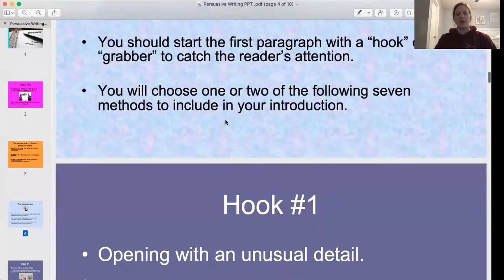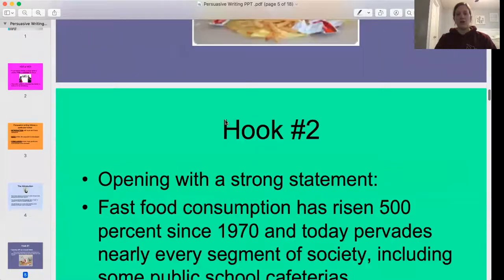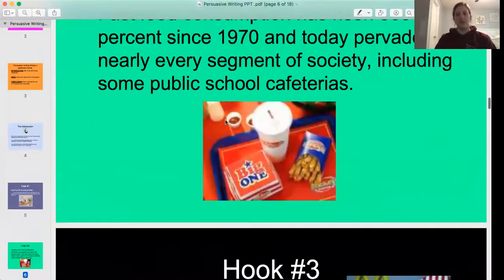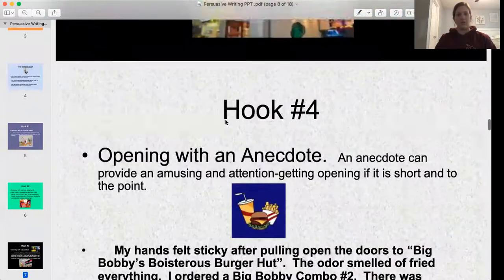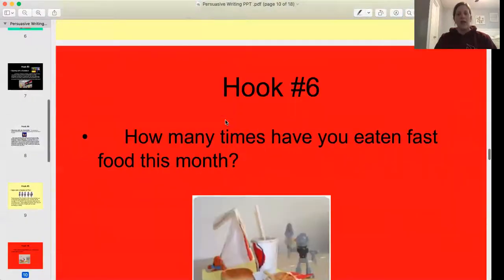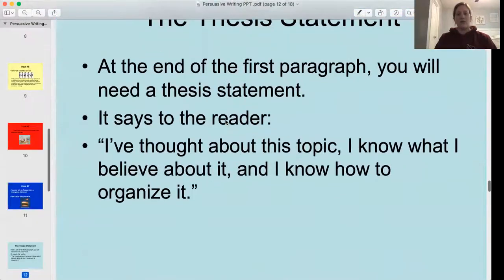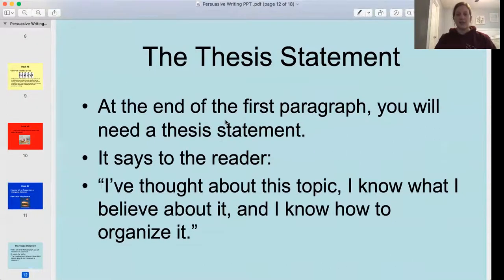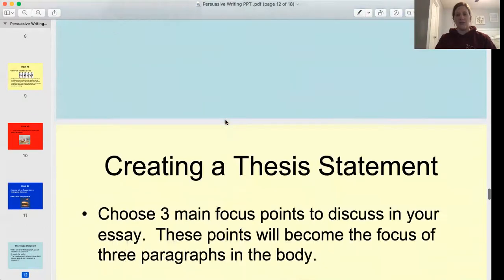So I talk about the introduction, what's a hook. You see it right here. You're going to understand what a hook is when you read this a little bit closely. And then I'm going to go through this. It talks about a thesis statement. Again, what's a thesis statement? You'll understand that a tiny bit more.